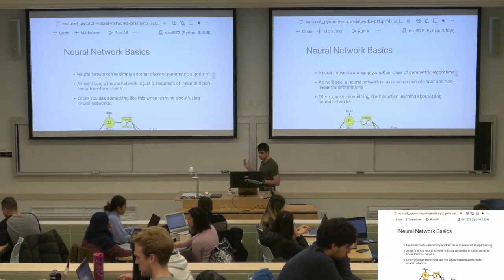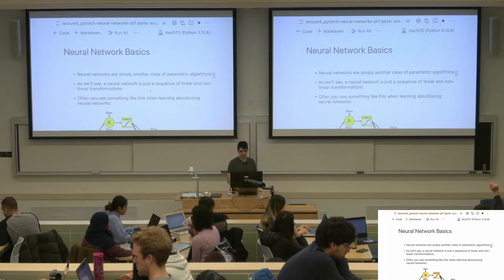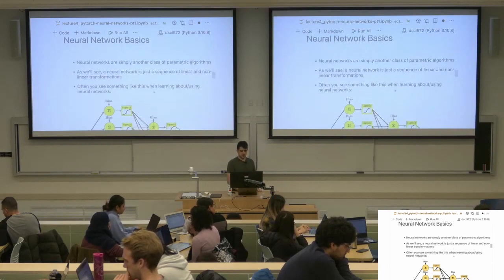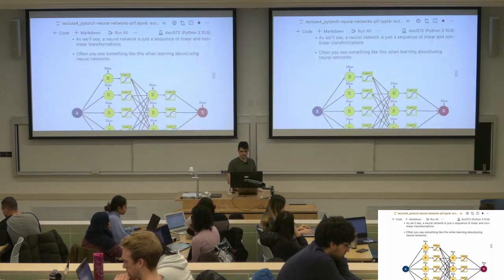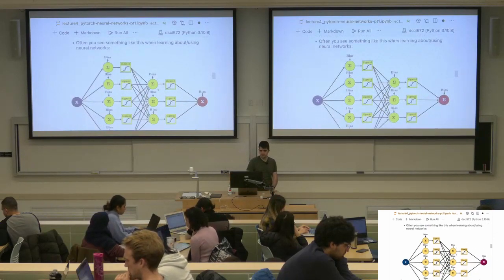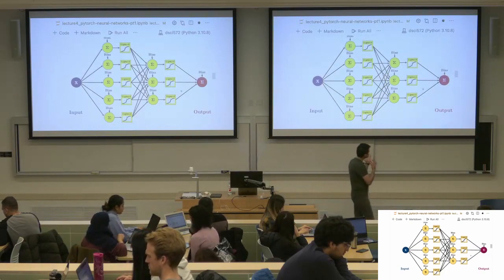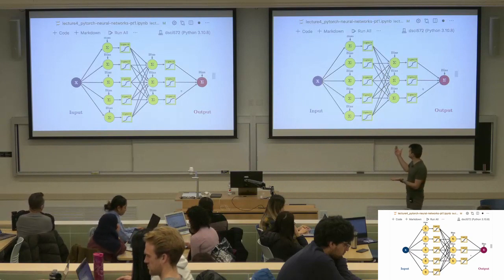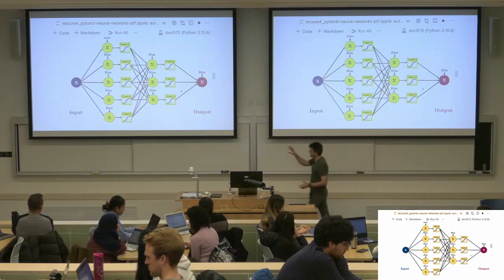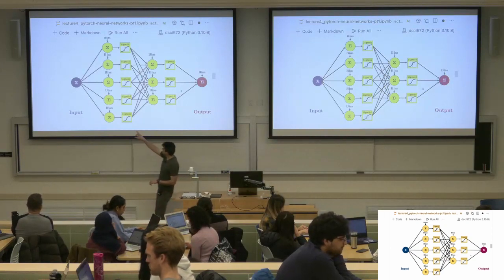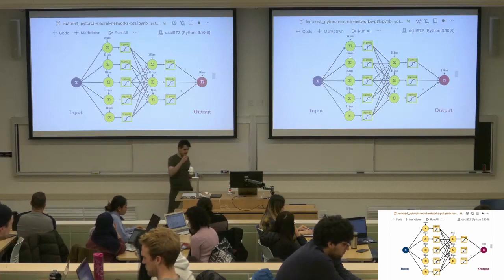Neural networks belong to this class. And just like I told you, a neural network is nothing but a sequence of linear and nonlinear transformations. You often see something like this when we talk about neural networks. It looks complex, but honestly, it's just, yeah. You have units in here that are nothing but ax plus b.